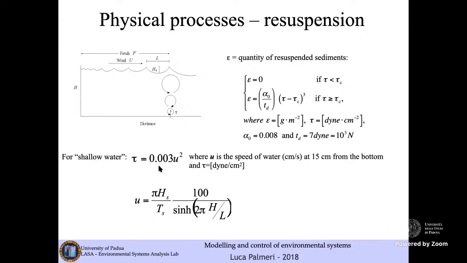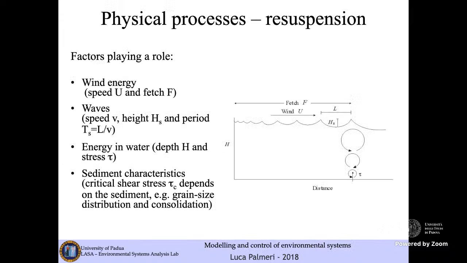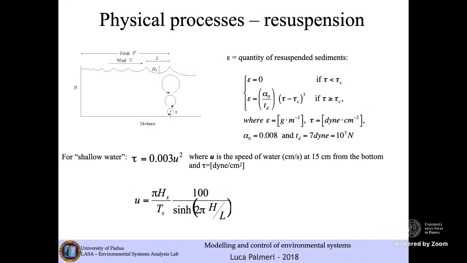In particular, for shallow water bodies, again, we may make explicit the value of the speed of water at 15 centimeters from the bottom by saying that it is equal to pi times HS, that is, as you may recall, the height of the wave, times 100 divided by the hyperbolic sine of 2 pi times the depth of the water system divided by the wavelength of the waves.